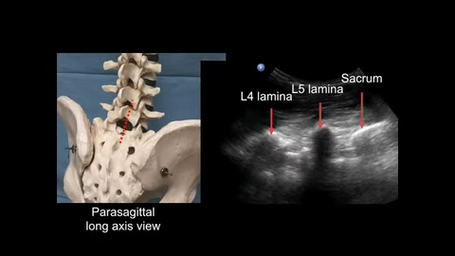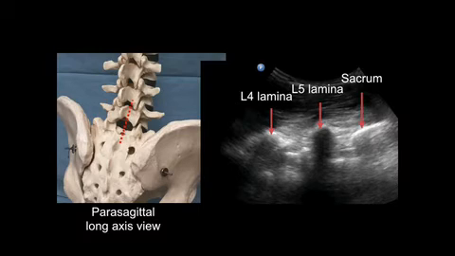Using a parasagittal view, identify the L5-S1 interspace. The sacrum is easy to see because it is a long, linear, hyperechoic structure. The image on the left demonstrates the parasagittal view cutting across L5 onto S1. This is indicated by the dotted red line. The corresponding ultrasound image is on the right.